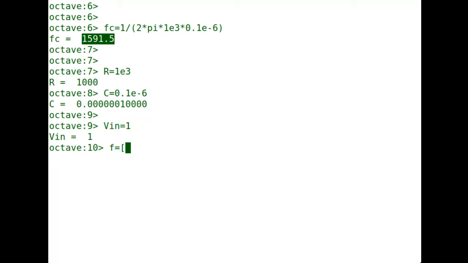I'm just going to start at 10, then 100, then 1,000, then 10,000, and then 100,000. So I have this whole range. But this only gives me 5 points, which doesn't work too well.